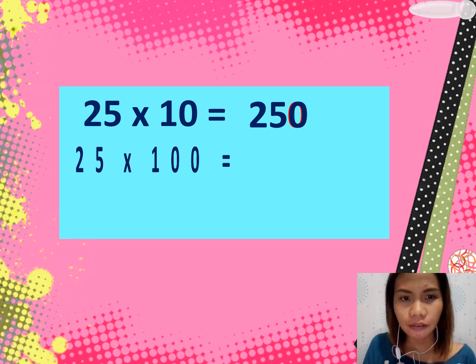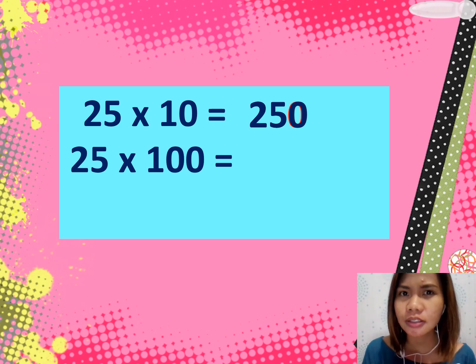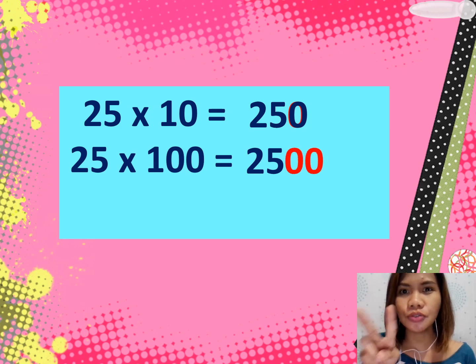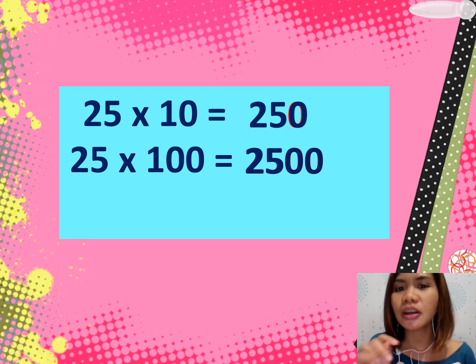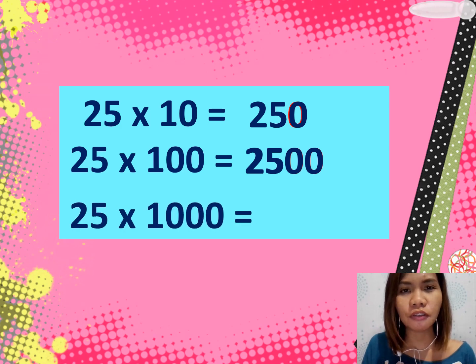What if the question is 25 times 100? So what is the answer? Okay, so 100 has two zeros, so you're going to attach two zeros on your answer, and the answer therefore is 2,500. Understood?